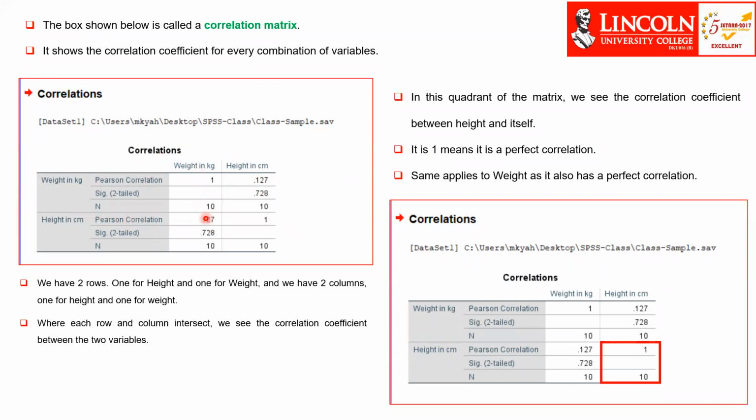In this quadrant of the correlation coefficient matrix, we see the correlation coefficient between height and itself, which is 1. It is 1, which means it is a perfect correlation. So anytime a variable correlates with itself, you always have perfect correlation. It will always be 1. The same applies to weight: weight correlates with weight, and you get a perfect correlation, which is 1.